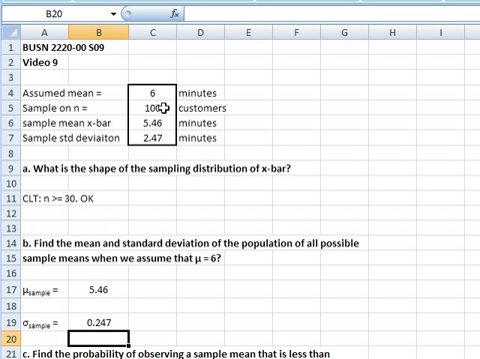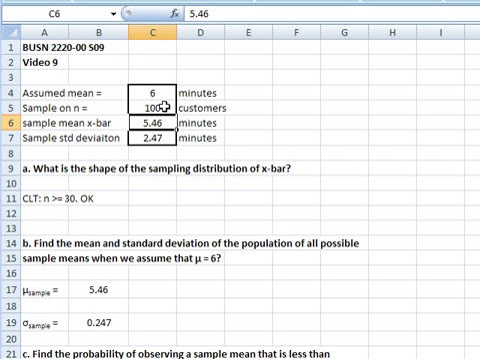What if it was 1,000? Well, that would tighten up and we would have a standard deviation of only 0.08, so it would be very tight. If we had 30, I'll put that in up here, our standard deviation would be 0.459, twice as big. So 100's a nice number, we'll go with that.